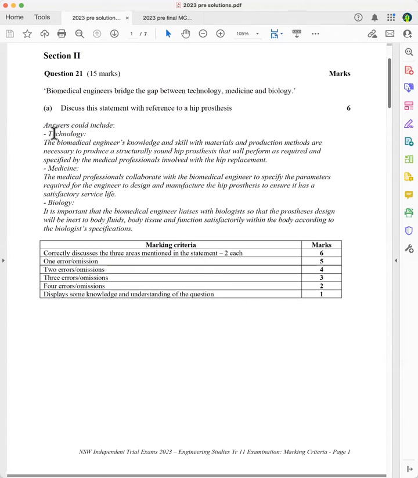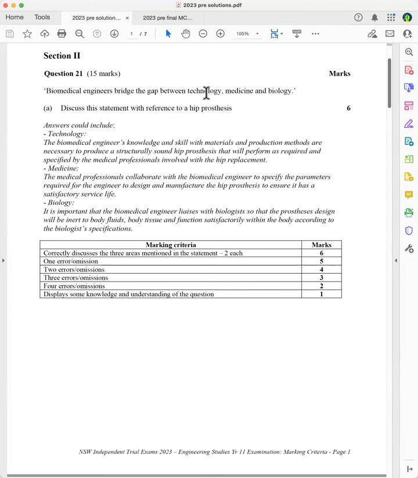You put the heading technology so you don't miss that, and then you've got to discuss, identify issues and provide points for and against. And so you explain how the biomedical engineer has to bridge the gap between technology and medicine, with reference to a hip prosthesis. So biomedical engineers' knowledge and skill with materials and production methods are necessary to produce structurally sound hip prostheses that will perform as required and specified by the medical professionals involved with hip replacement.